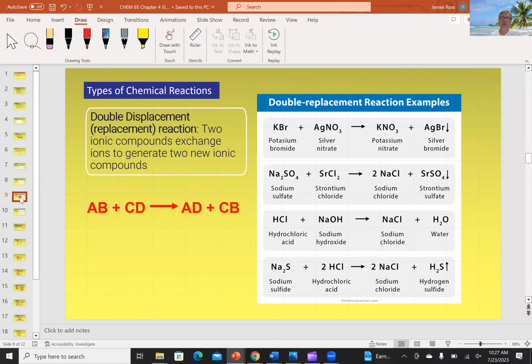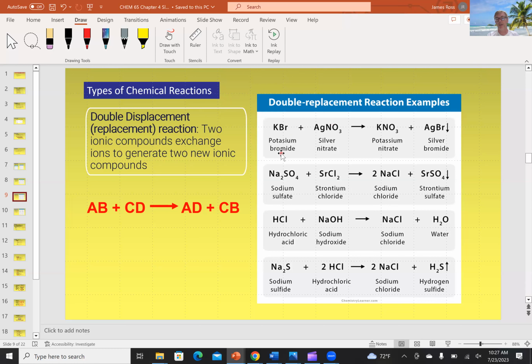Another type of chemical reaction are double displacement reactions. The general template for double displacement is shown here in red. So we have two ionic compounds, AB and CD. They exchange partners. So A now exchanges with C to form a compound with D, and C exchanges with A to form a compound with B. So it's called double displacement or double replacement because we have two ionic compounds that displace or replace each other.